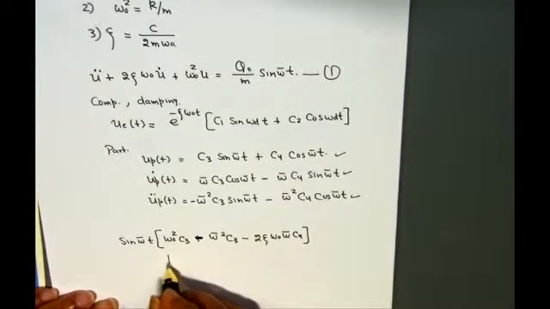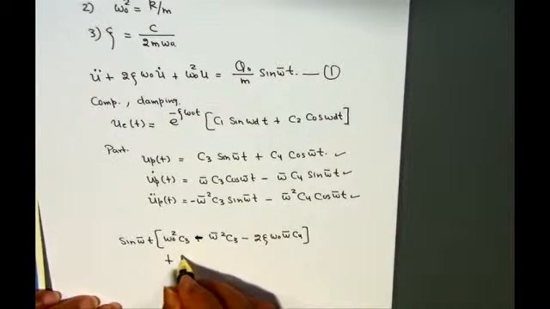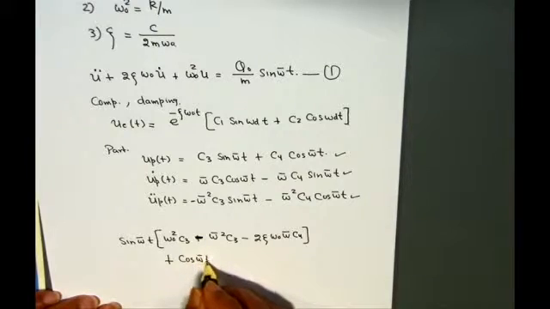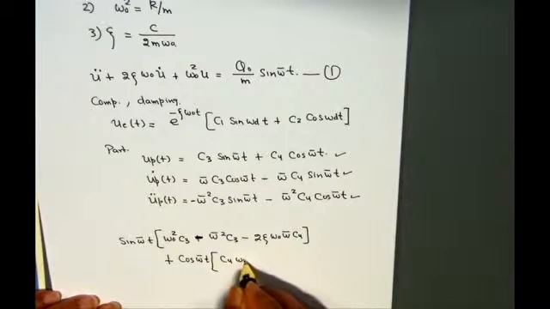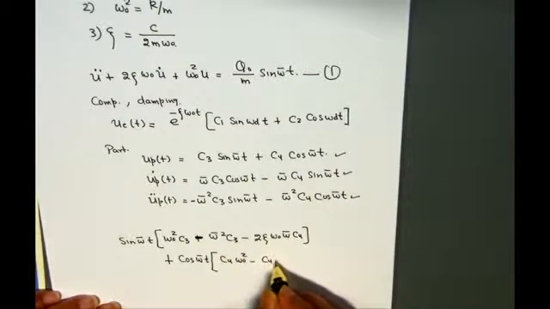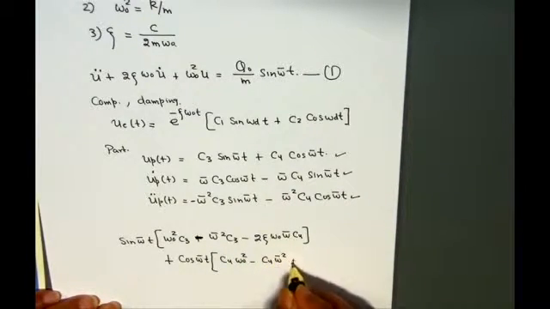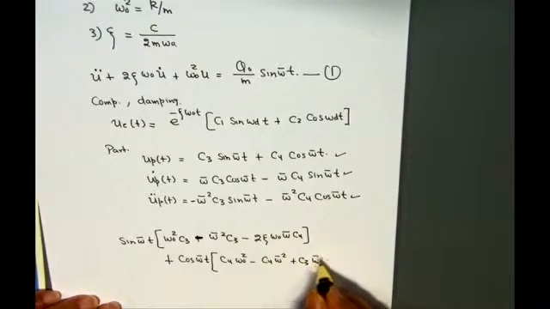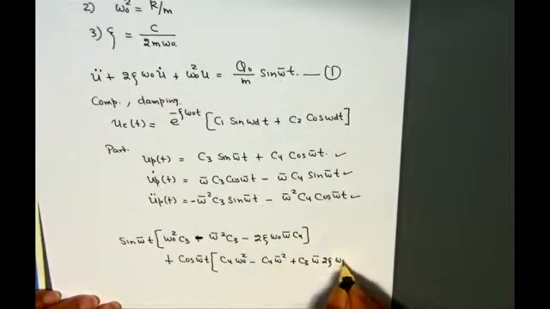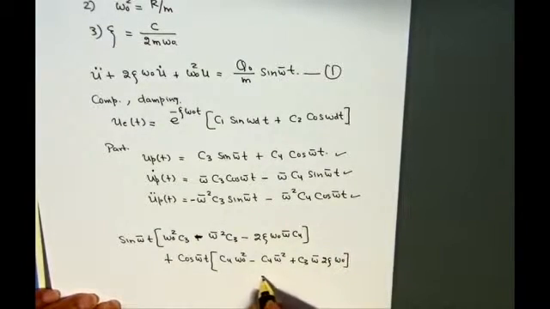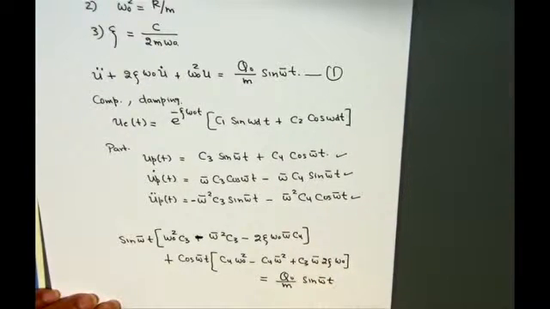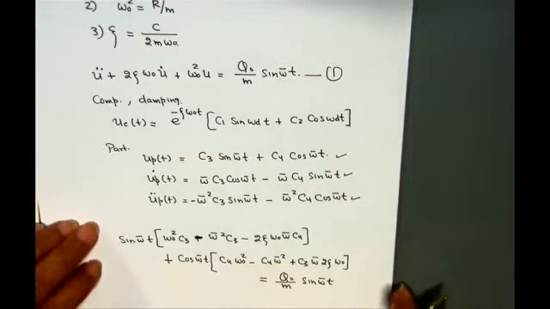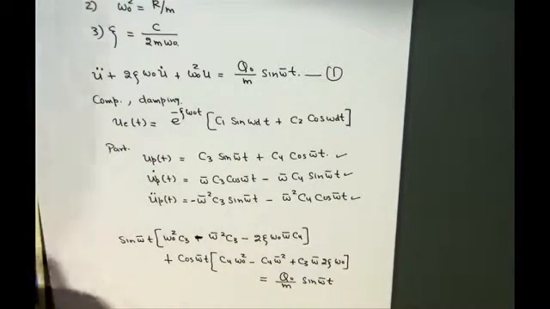and then you will have here cosine omega bar t multiplied by C4 omega 0 square minus C4 omega bar square plus C3 omega bar 2 zeta omega 0, and on the right hand side you will have Q0 divided by m sine omega bar t. Okay. All right. So, I am sure you will get this equation.